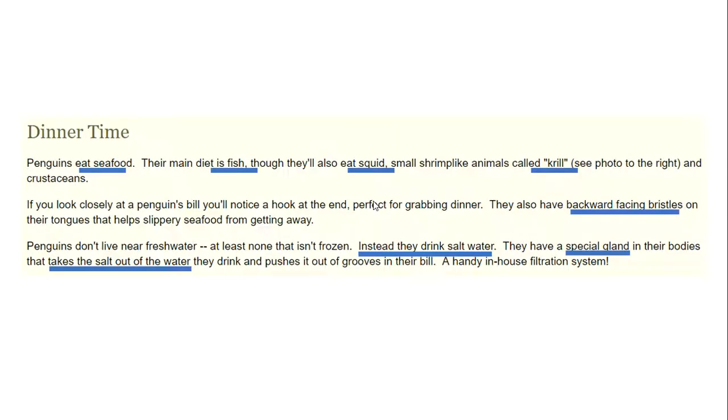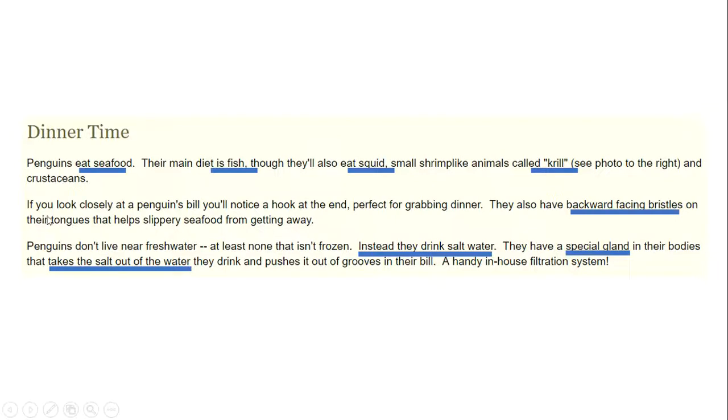So the next article that I found, here are my keywords underlined here. I saw the heading is dinner time. It says penguins eat seafood with a main diet of fish, squid, and krill. So that to me falls under energy and nutrients. You're going to find that for consumers, these two columns are essentially the same thing. So they eat seafood. This includes fish, squid, and krill.